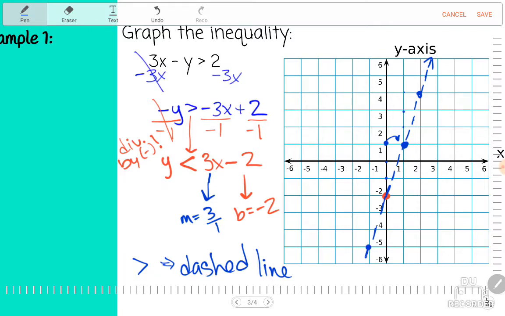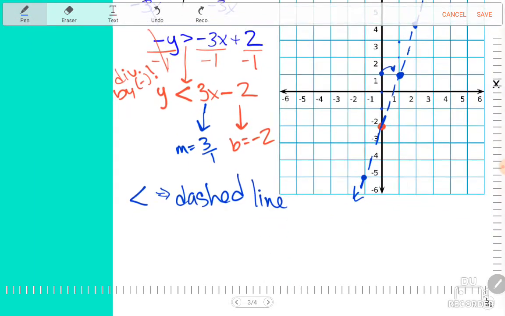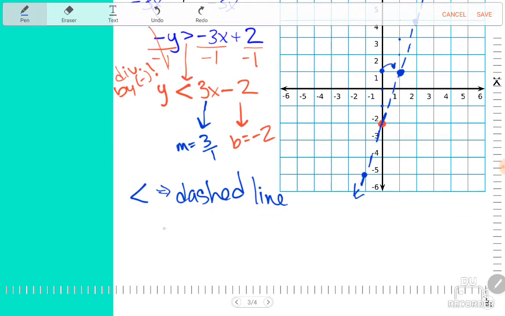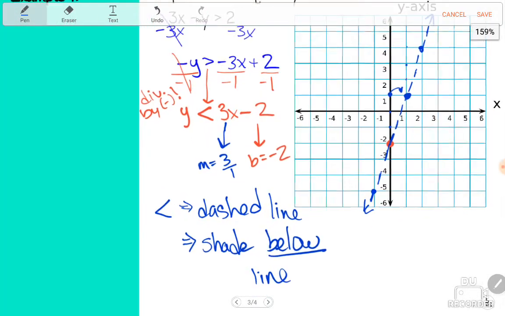Okay, but this dash line lets us know that the points on the line don't work for this because we want y values that are less than. Oh, excuse me, it's less than now because we divided by negative. So we want y values that are lower than the line. Okay, so we're going to shade. So that means dash line, and it means we're going to shade below the line. Okay, we want the y values that are less than the line.